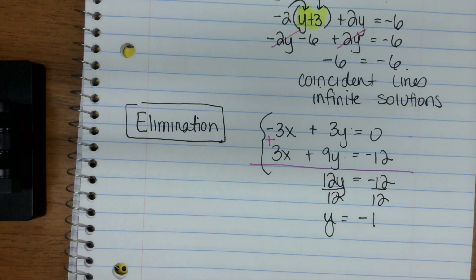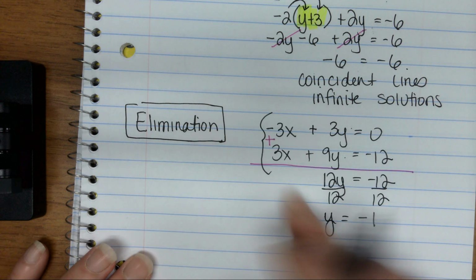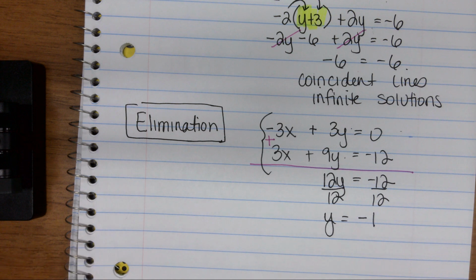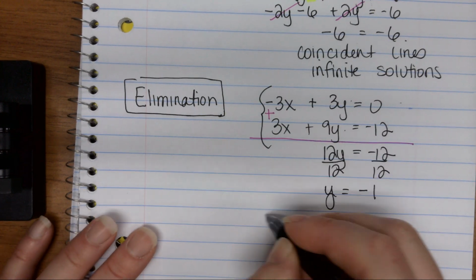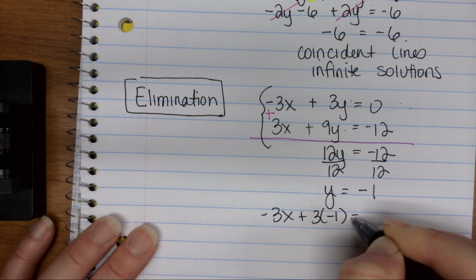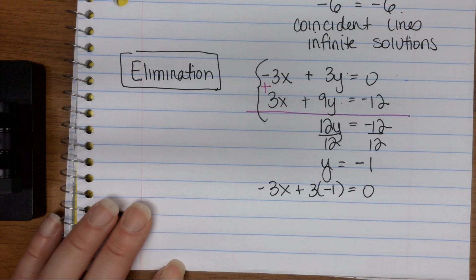Do you remember what I said up above? The solution is an ordered pair. I found the y. How am I going to find the x? Plug it back in. Does it matter which equation? No, because it should make both true. I'm going to plug it into the top. So negative 3x plus 3 times negative 1 equals 0, and I'm going to solve the resulting equation.